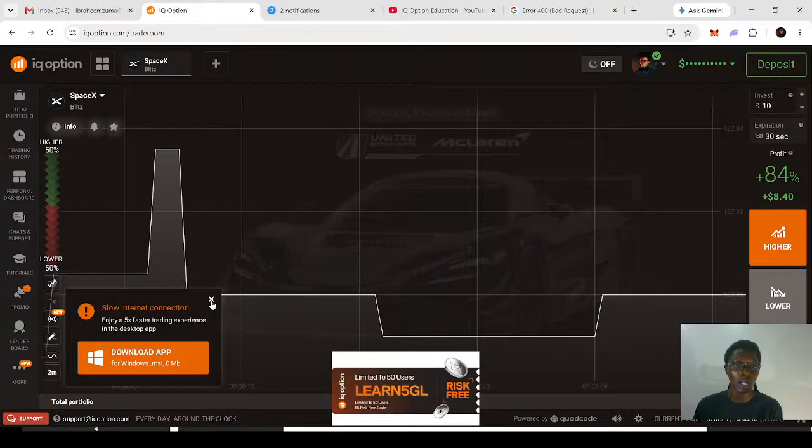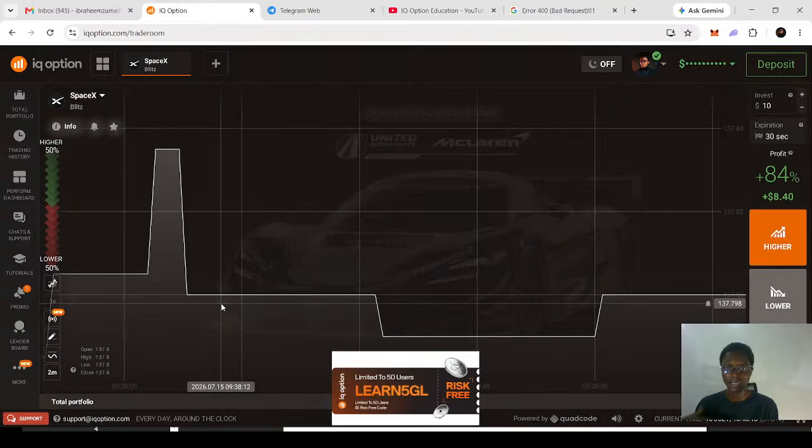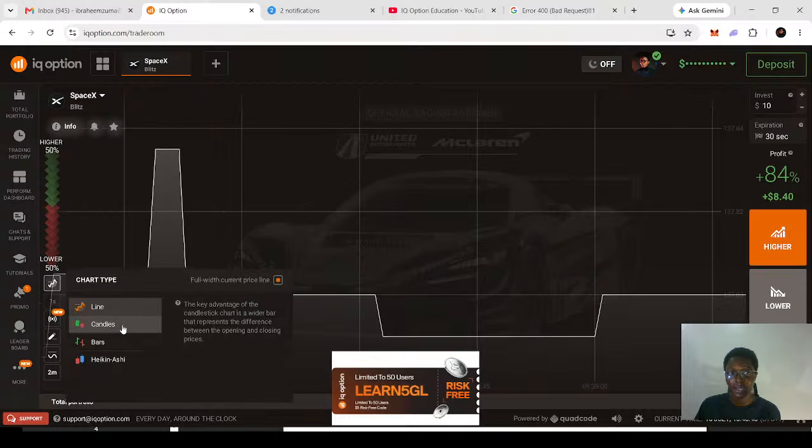Now you have to pay real attention to see how you can set up your indicators and how the strategy works entirely. So the first thing you're going to do when you open your IQ Option trading account chart is change the trend line to candlesticks. You come here and click candles.